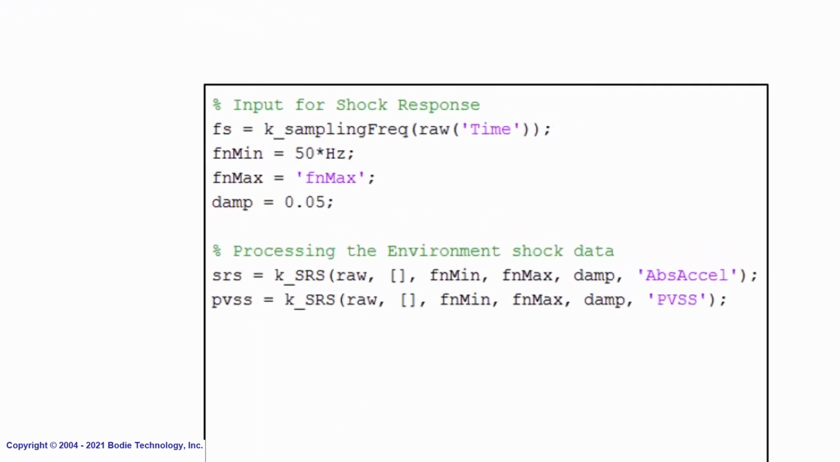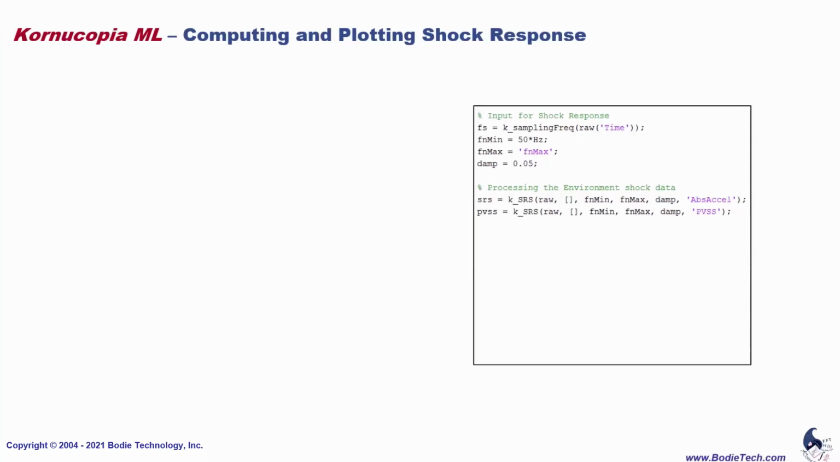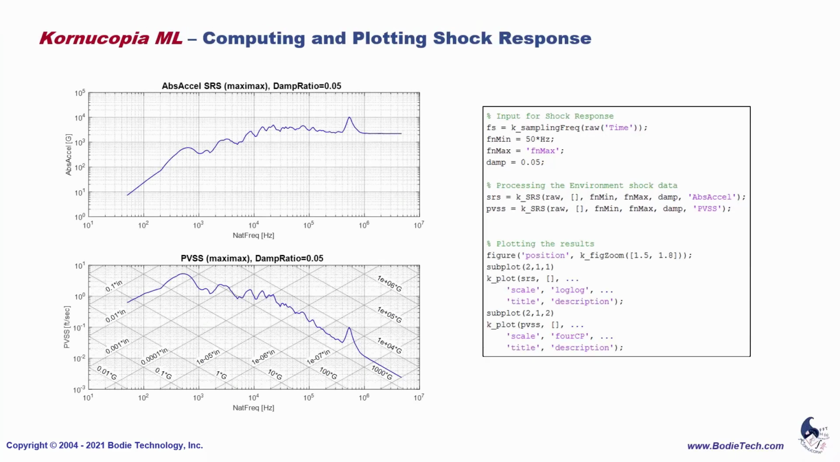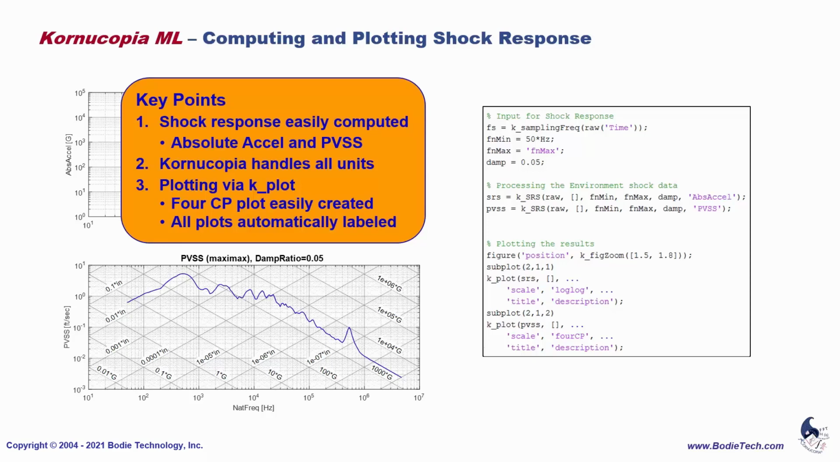Next, we show computing and plotting the shock response. The equations on the right define a few parameters and then compute the absolute acceleration and pseudo-velocity shock spectra. And these commands produce the plots as shown on the left. The key points in this workflow is that the shock response was easily computed for multiple forms. Kornucopia handled all the units, and plotting via the K_plot functionality allowed us to easily compute a 4CP plot, and of course all the plots were automatically labeled.